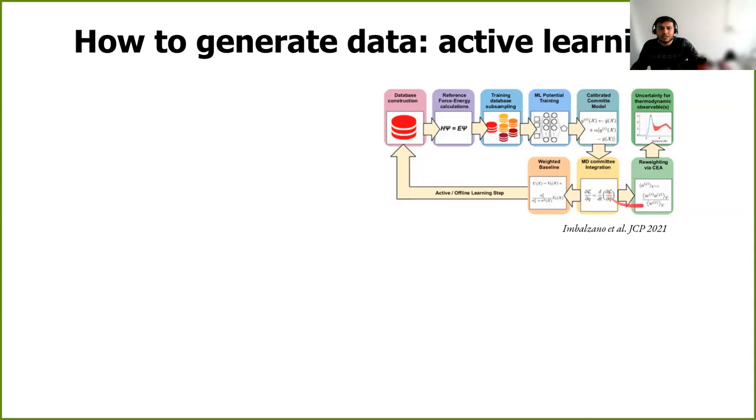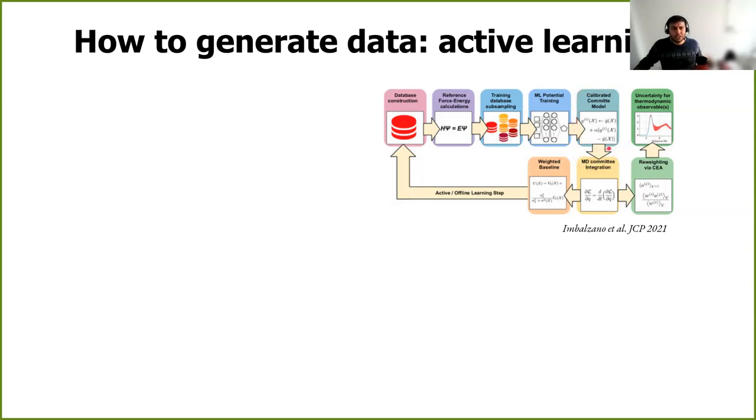So you can use this error in many ways. You can use this error for putting explicit error bars on your observables. So if you want to know exactly how much error is caused in your radial distribution function due to your machine learning potential, then you can actually see them here. It's not small, let me tell you that. But you can also use this committee for other things.